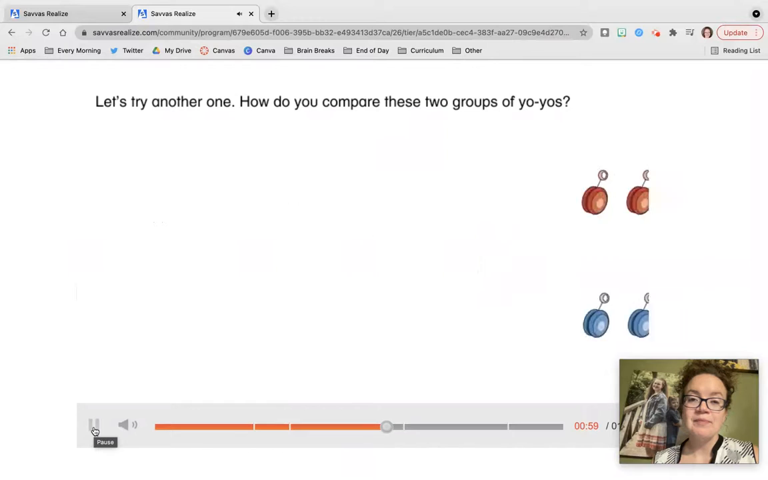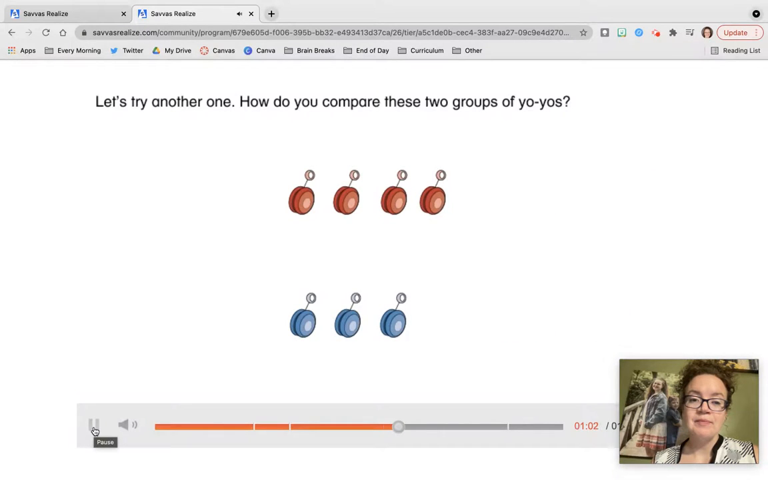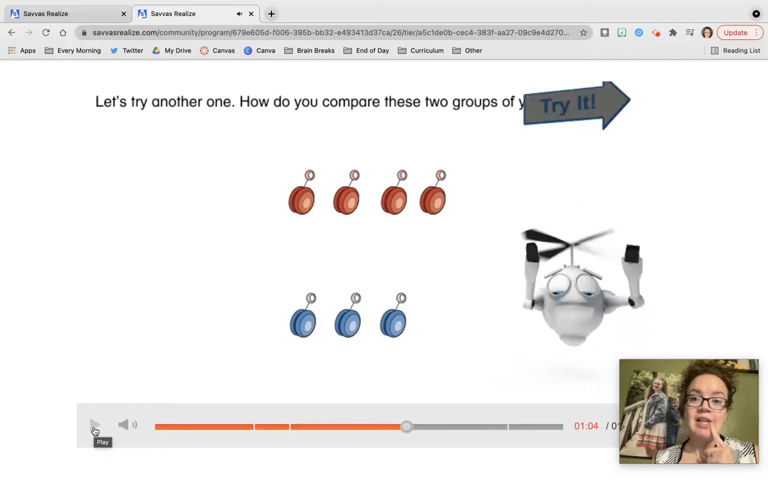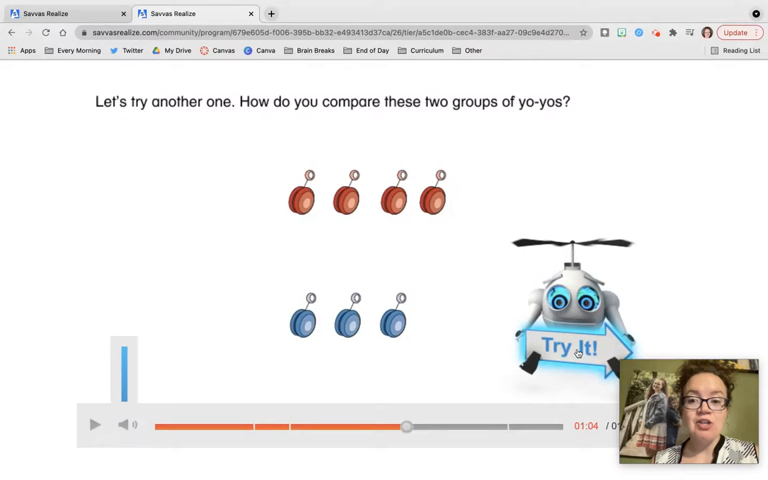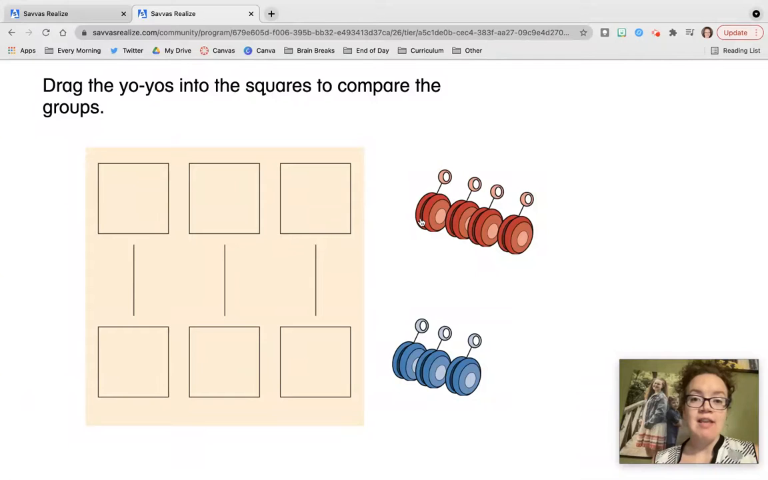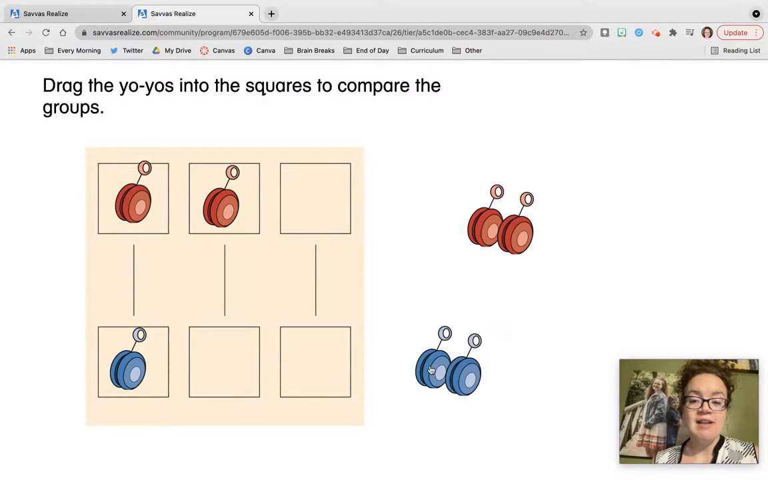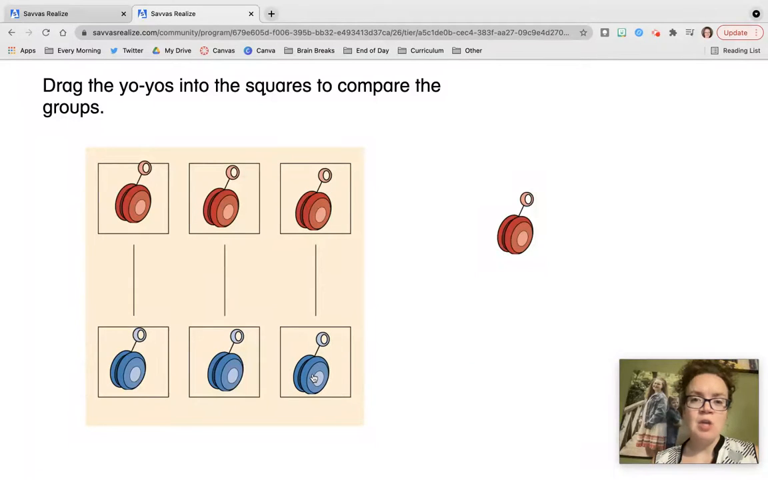Let's try another one. How do you compare these two groups of yo-yos? Look at these two groups of yo-yos. Let's try it. So we're going to drag the yo-yos to the squares. One red, one blue. One red, one blue. One red, one blue. Oh no, we have one more red yo-yo. So are these two groups equal? They are not equal because we have one extra yo-yo. Let's keep going.